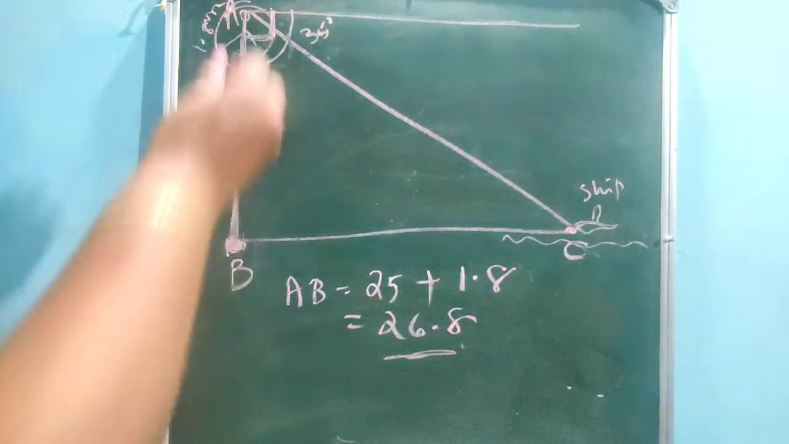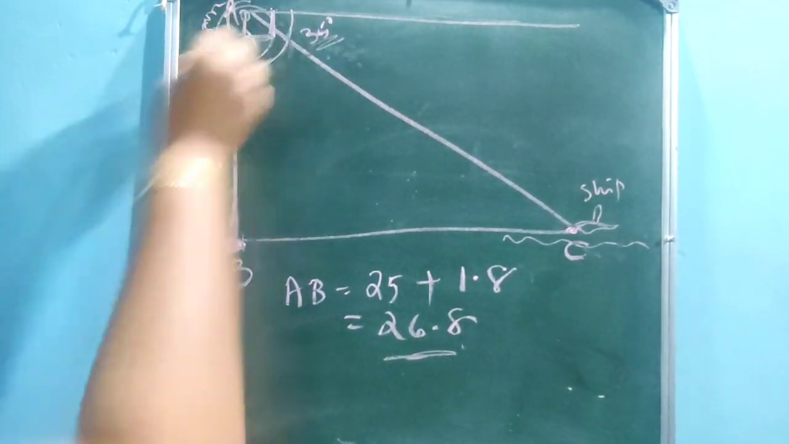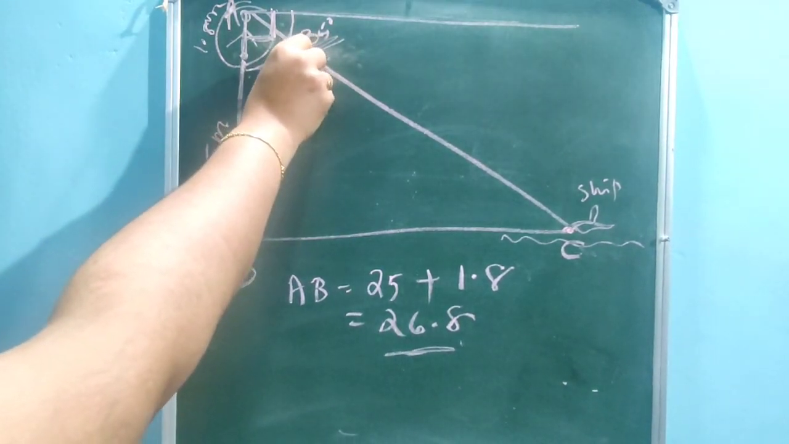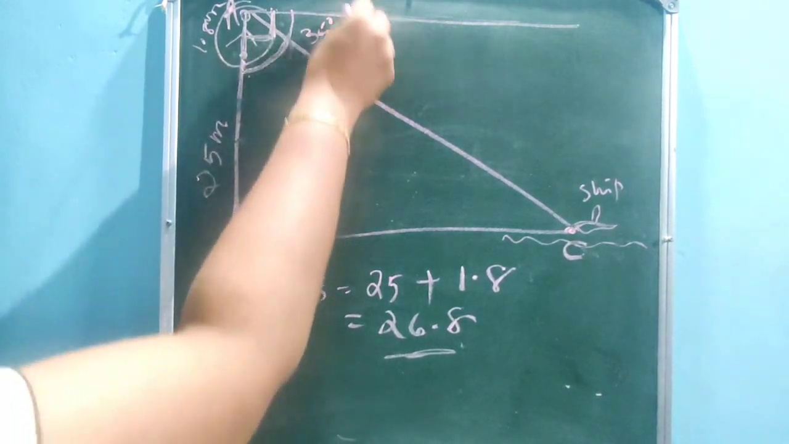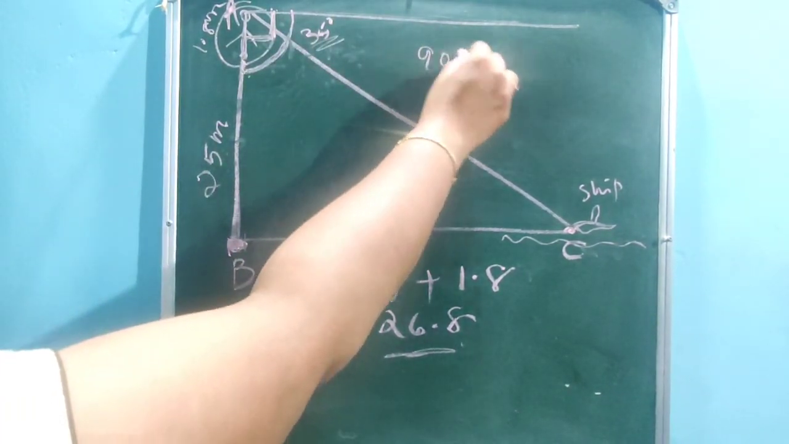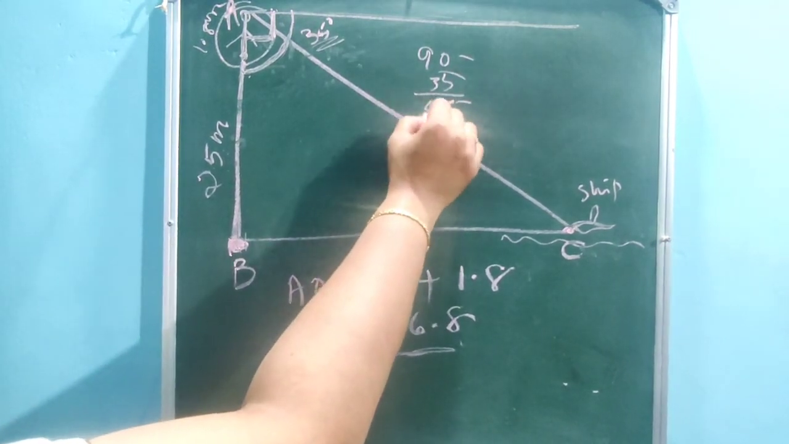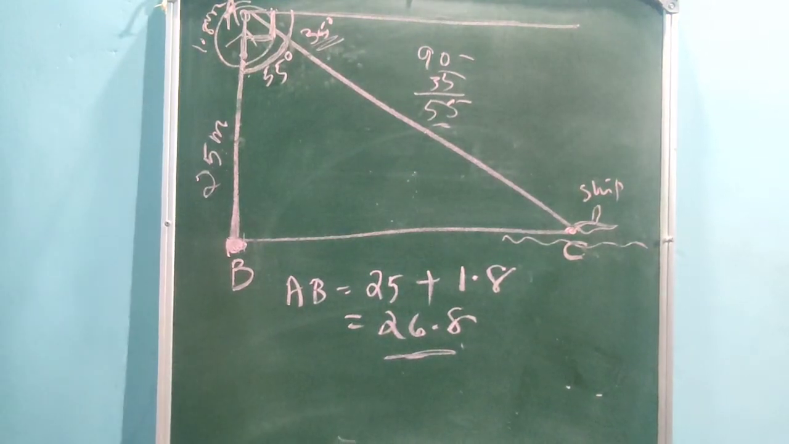So if this angle is equal to 35 degree, what will be this angle? This complete angle is equal to 90 degree, and this much is equal to 35 degree. Then that angle is equal to 90 minus 35. What is 90 minus 35? That is equal to 55 degree. So we have this angle is equal to 55 degree.